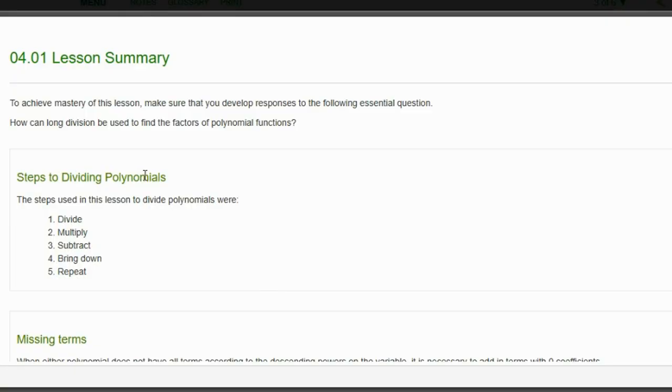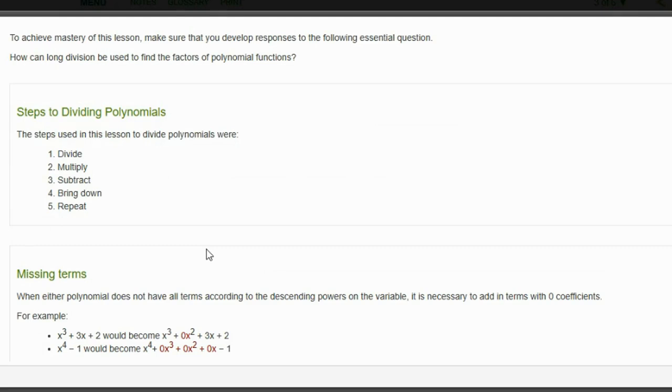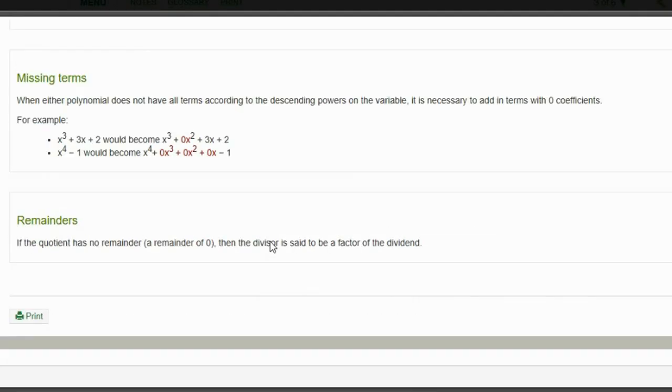Steps to dividing polynomials. Divide, multiply, subtract, bring down, repeat. The same steps that you learned in elementary school with just numbers. Dividing 5 into 48. Use the same steps. Dividing 5 into 231. Same steps. This is the biggest part of this lesson, I think. This is where you'll really get messed up and get confused if you forget that you may have missing terms. You need to make sure and account for those missing terms.